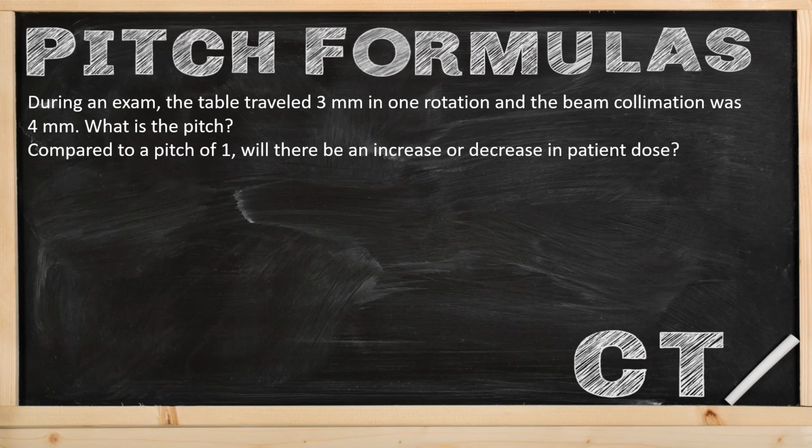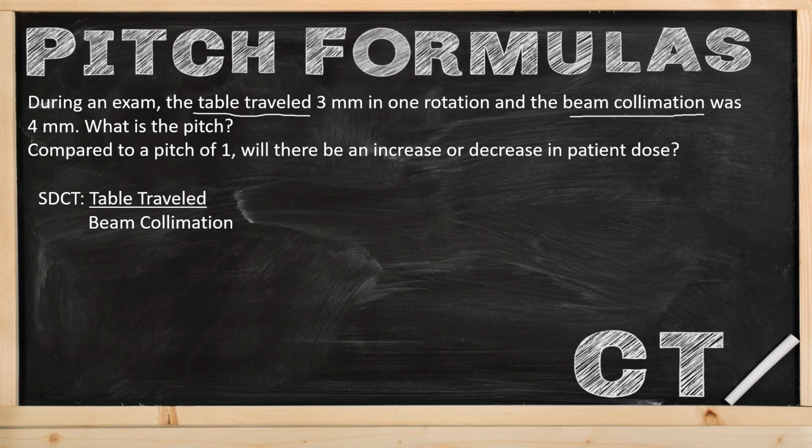Now that you have solved for the problem, let's discuss. Before solving for this type of problem, I use the following strategies. I determine if it is a single detector CT or a multi-detector CT word problem. To determine this, I look for keywords. In this case, table traveled and beam collimation. This lets me know that this will be a single detector CT word problem.